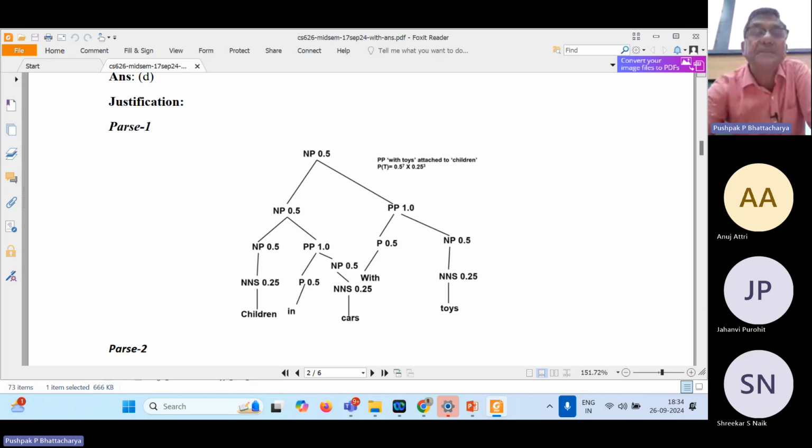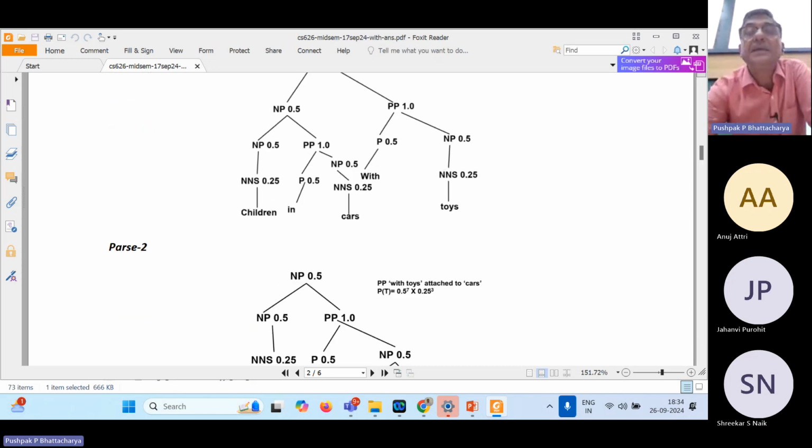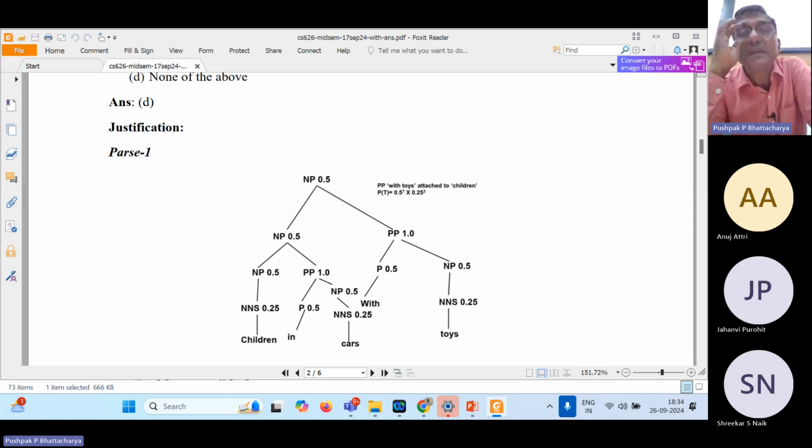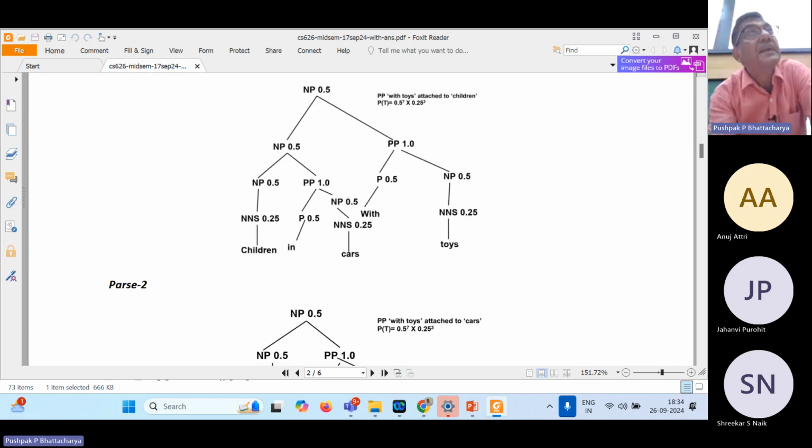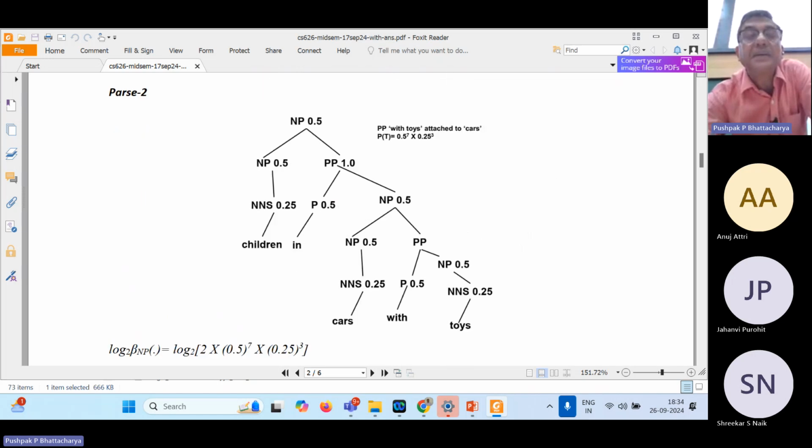This is the first parse tree, and its probability value is 0.5 to the power 7 into 0.25 to the power 3, if you take the product of these values. Right. So you must have taken all these probability values and multiplied them. The other parse tree is where the toys are in the car. This also happens to have the same probability value.